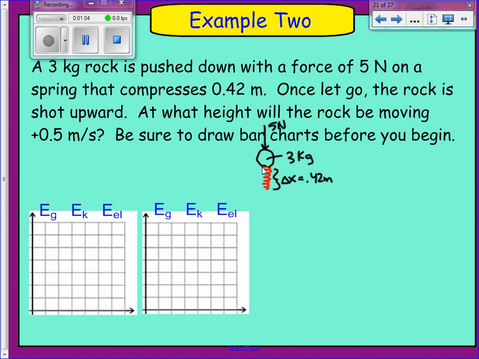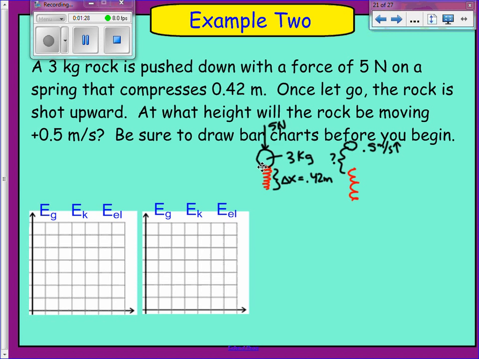Then what happens is the spring is allowed to reform, or in other words, expand back out, and the rock is going to be shot upwards in the air. And we want to know when the rock is moving 0.5 meters per second upwards, which is why it's positive, what is this height? Okay, so we have a lot of different types of energies coming into play.